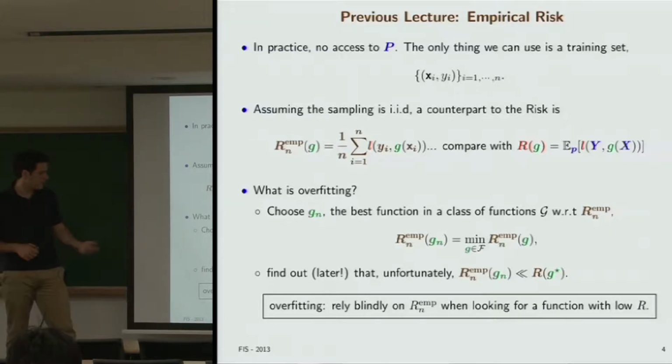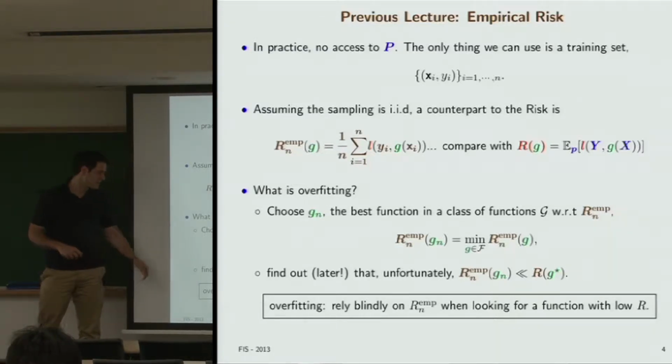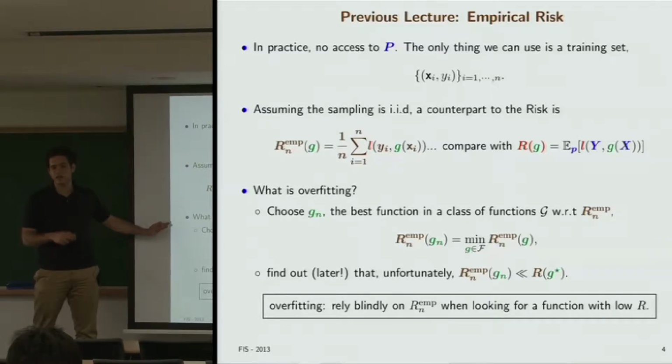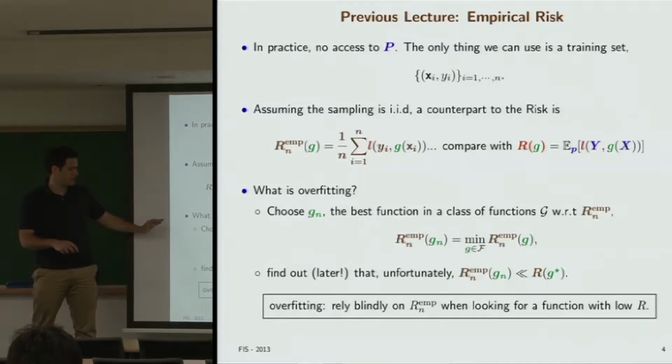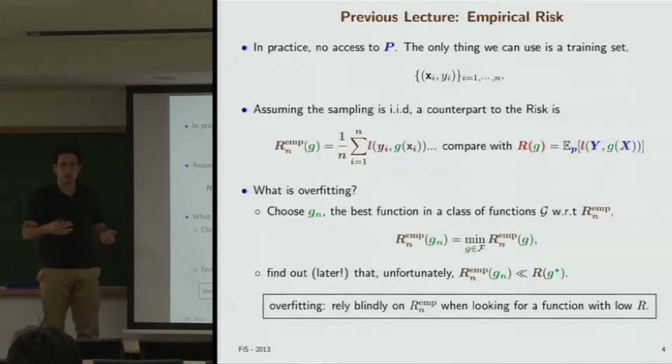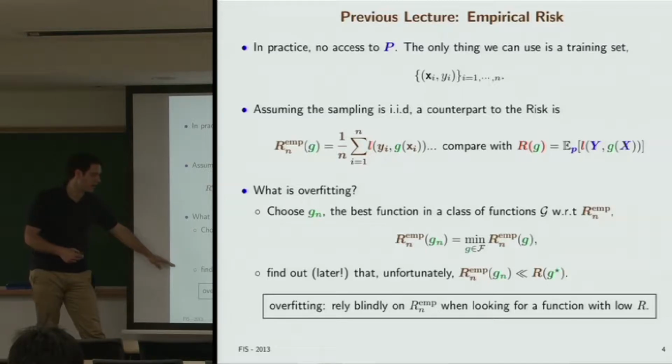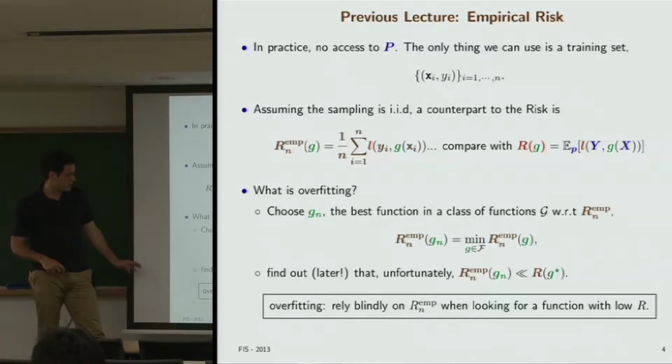What is exactly overfitting? Well, overfitting can be summarized in this sentence. It's relying blindly, exclusively on the empirical risk to define your function. So it's basically trying to look for a g_n, where n stands for the number of points. For each number of points, you will have a different estimator, which is the minimum over all possible functions in some class of the empirical risk. And then once you have chosen that function, you realize afterwards, maybe because your machine fails at predicting things, that actually this estimation of the risk was really, really bad. So overfitting is somehow relying blindly on the empirical risk when looking for a function that you want to have low risk ultimately.